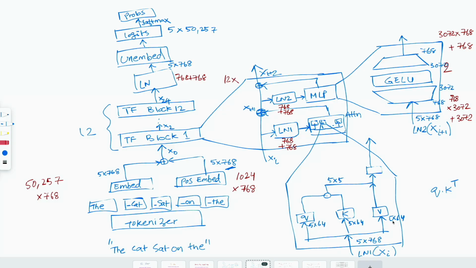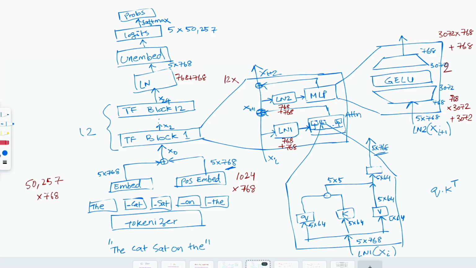And then this 5 by 5 gets multiplied by 5 by 64, which is this 5 by 64 here. So what you get is 5 by 64, which has to be projected up into a 768 stream. So the projected up is what you have to end up with, which is 5 by 768. Just remember that when you multiply it with 12.